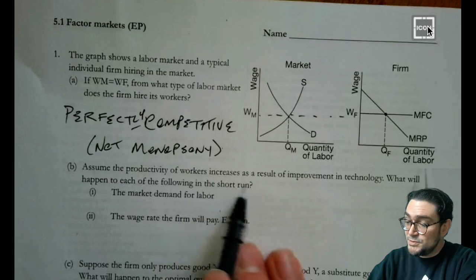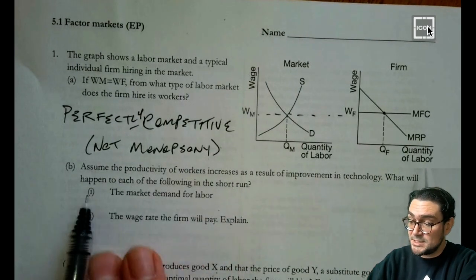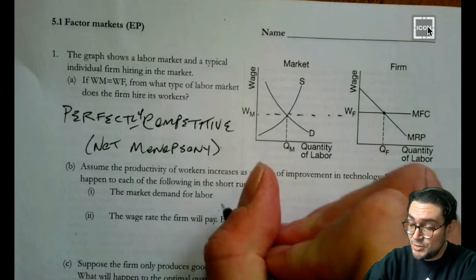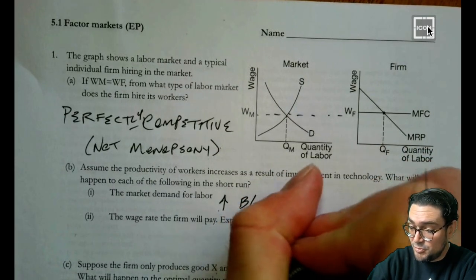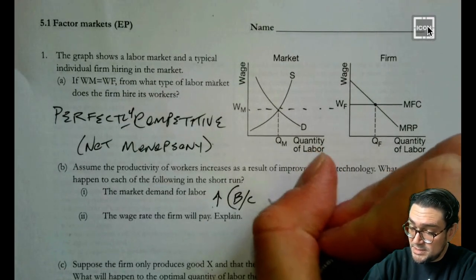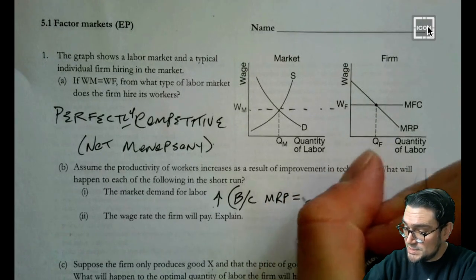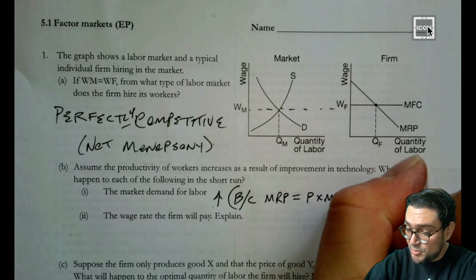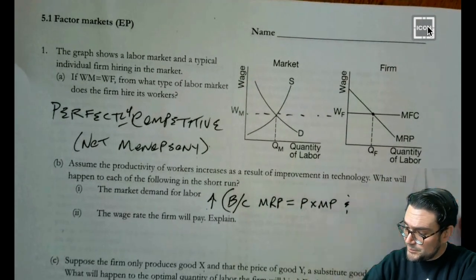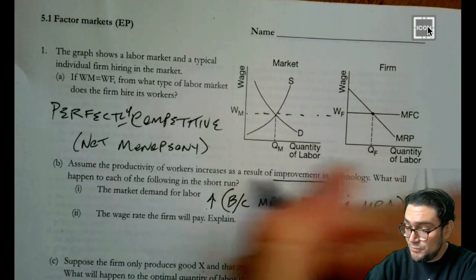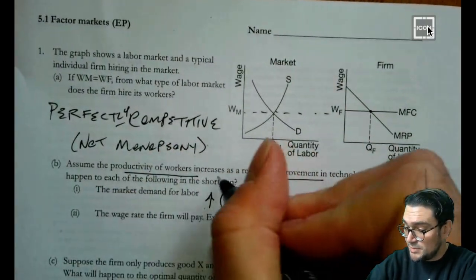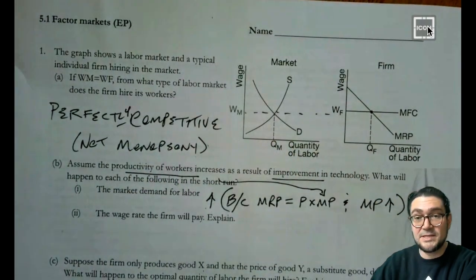Assume the productivity of workers increases as a result of improvements in technology. What will happen in the following? Market demand for labor. Well, we know that's going to increase, and it doesn't ask to explain, but I'm going to go ahead and put an explanation here because MRP equals price times marginal product, and the marginal product increases. And that's really the improvement in productivity, right? That's what it's saying, it's going to affect the marginal product.